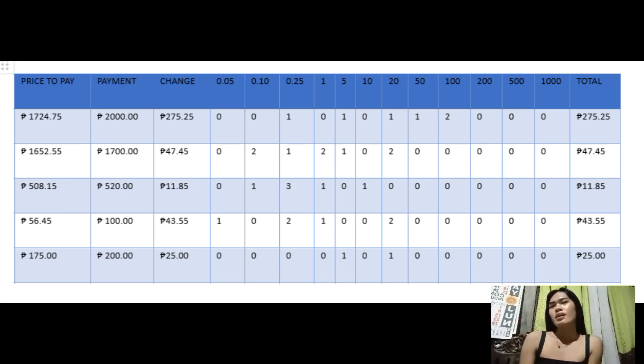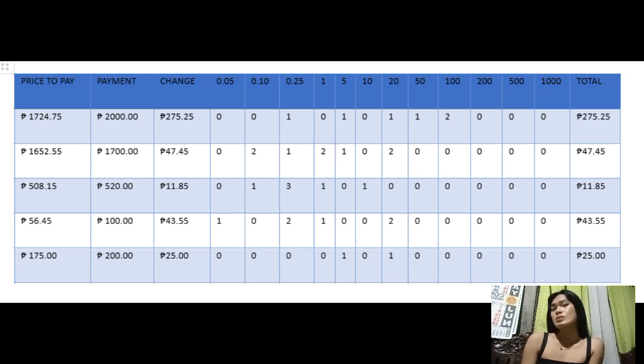Hi everyone! In this presentation, we'll walk you through our implementation of the greedy change making algorithm using Python, and we'll discuss the results of our sample transactions. Our algorithm uses a list of Philippine peso denominations, including both bills and coins, arranged from the highest to lowest. This order is important because the greedy strategy always selects the largest possible denominations first to minimize the total number of bills and coins given as change.